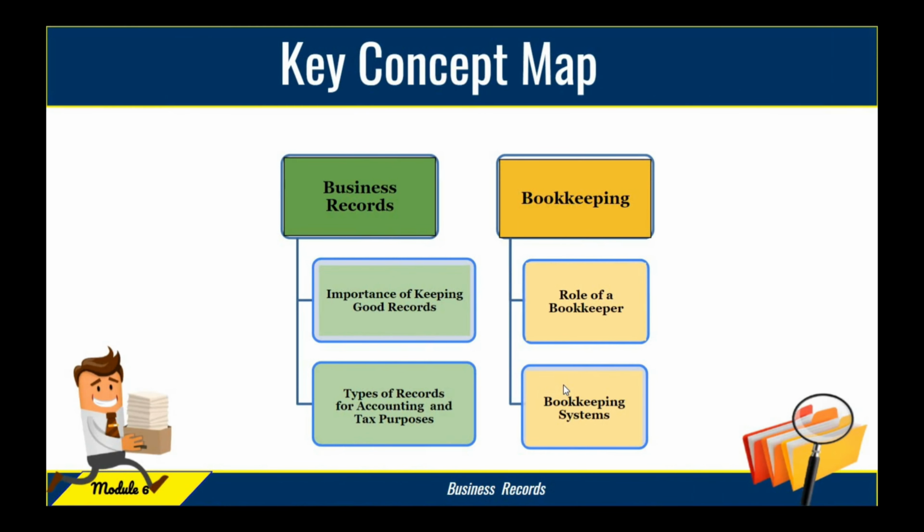Next, to guide our discussion, we have here the key concept map. We have here the business record and the bookkeeping. Under the business record, we will discuss the importance of keeping good records, and also the type of records for accounting and tax purposes. Under the bookkeeping, we will discuss the rules of bookkeeping and the bookkeeping system.